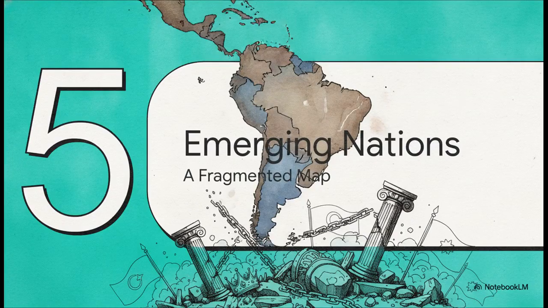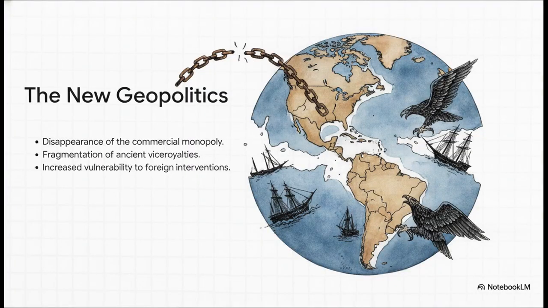Finally, Part 5, the emergence of new nations. So the revolutionaries eventually achieved their ultimate goals, right? They secured independence and ended the Spanish commercial monopoly, opening up free trade. But victory came at a severe cost to continental stability. Those massive unified viceroyalties fragmented into multiple, often highly unstable new countries. Stripped of a strong unified military and totally exhausted by years of civil war, these new nations faced increased vulnerability to foreign interventions.